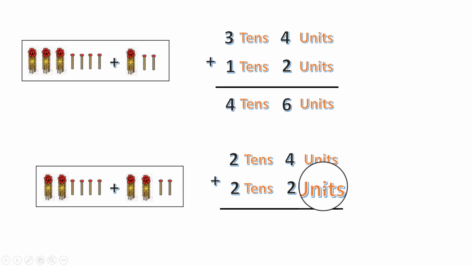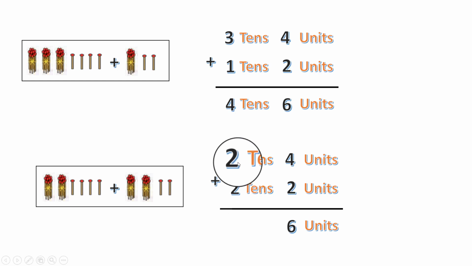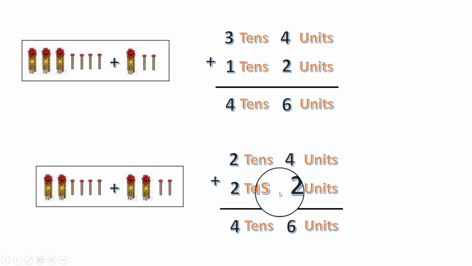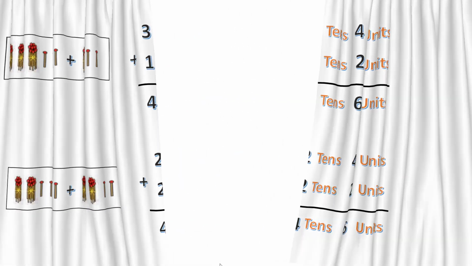These numbers are unit place. When we add them we get 6 units. 2 and 2, when we add them we get 4 tens. 24 plus 22 is equal to 46.